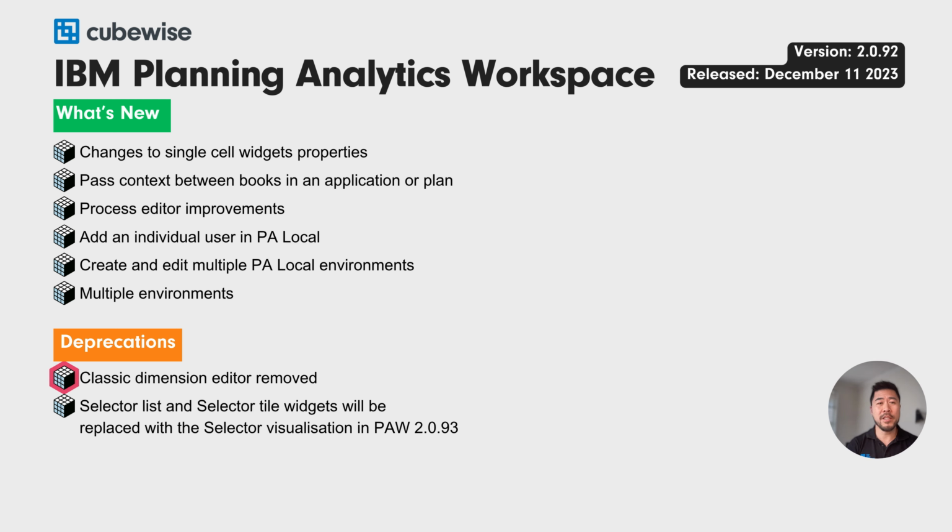Okay, let's move to deprecations. The classic dimension editor is no longer available in favor of the new experience dimension editor. And for the next updates in version 2.0.93, the selector list and selector tile widgets will be replaced with a selector visualization that works the same way, but with more customizability. You can use this feature now if you are on version 2.0.83 by enabling this manually.